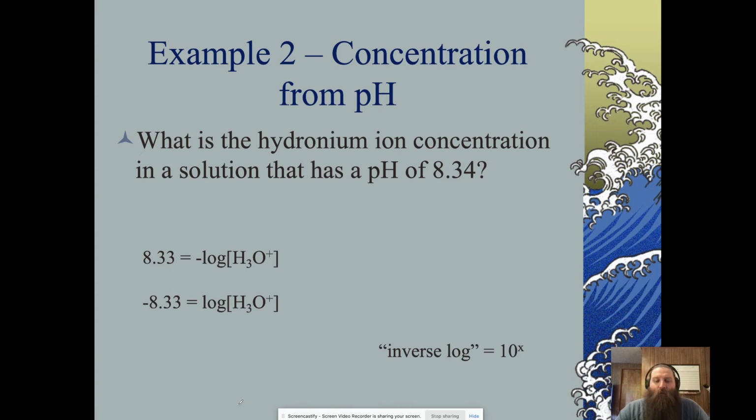Then we're going to take the anti-log or the inverse log. We're going to set both sides as an exponent of 10. So that means the concentration of hydronium equals 10 to the negative 8.34. And that cancels out the logarithm function. Punch that into your calculator and it gives you 4.57 times 10 to the negative 9th. That's the molarity. That's the concentration of hydrogen ions.